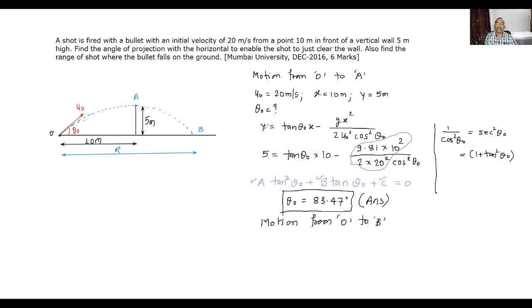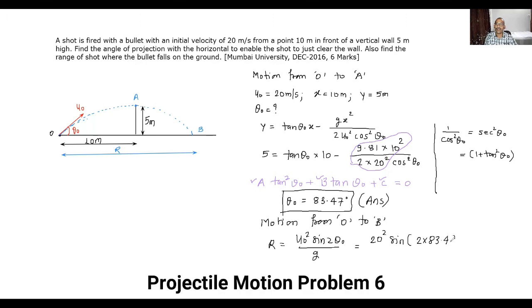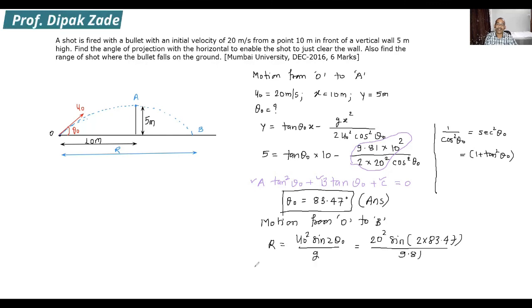In the same equation, substituting y as 0, you can find out x. Or you can use the equation of range, that is u0 square sine of 2 theta 0 upon g. Now u0 is known, that is 20, so 20 square, then sine of 2 into 83.47, upon g. So in one step the answer is possible. Using the calculator, the range we get is 21.02 meters. So this is the second answer.